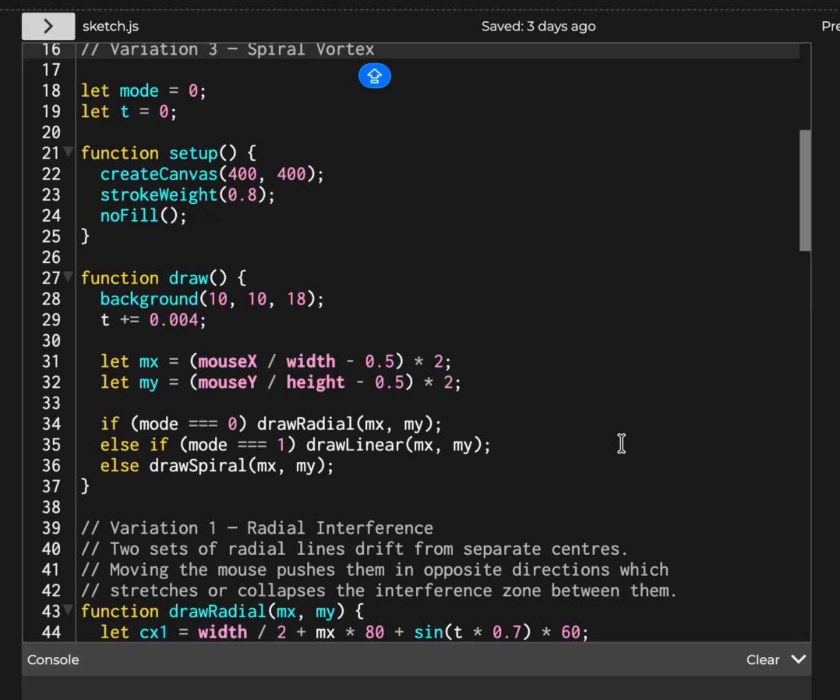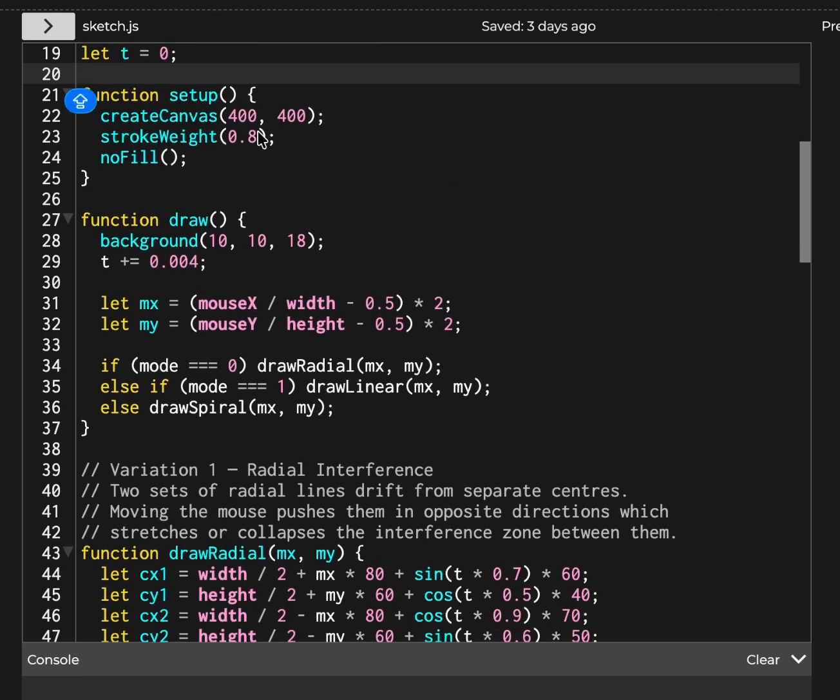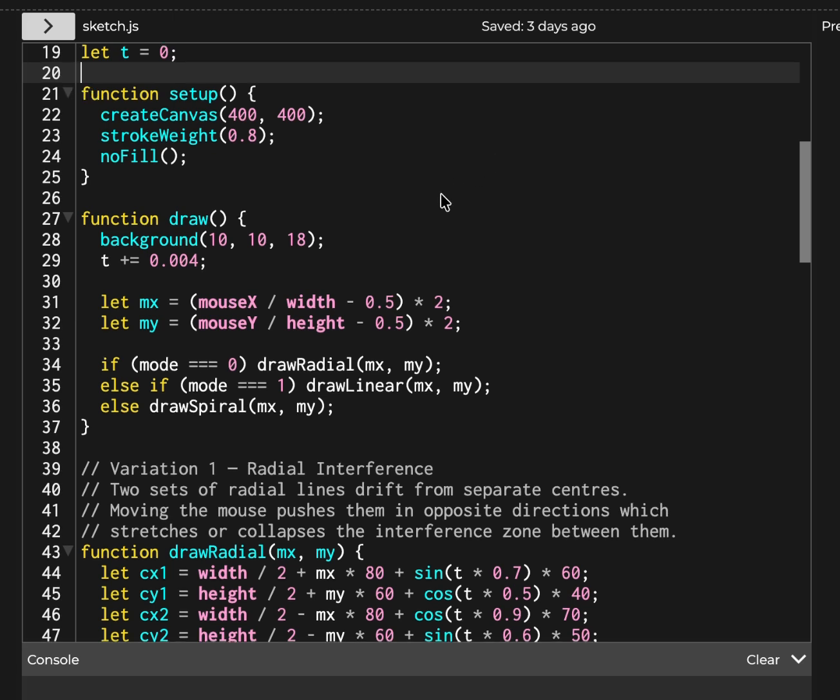This is the explanation of my code for the first exercise. So at the top I have two global variables, mode, which tracks the variation we're on, and t, which is a time counter that increases every frame and drives all the animation. In setup, I have just created a canvas with a thin stroke weight of 0.8 and turned off fill, since everything here is just lines.